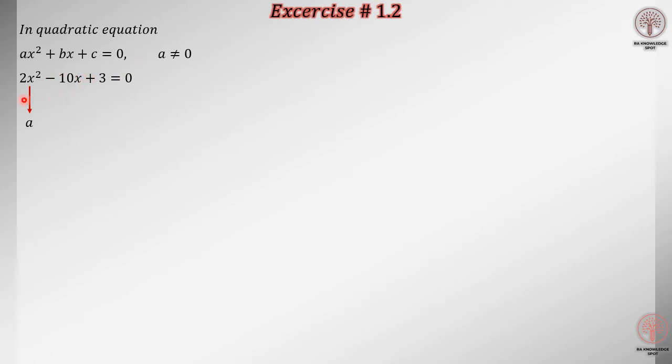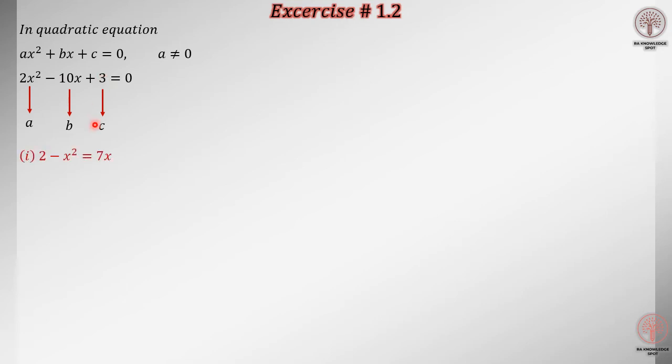Whatever number is written with x square is a. Actually, this 2 is a. Then this 10 is b. And this 3 is c. Those numbers that are written with x square are a, as you can see. Not always this 2 is a. This minus 10 is b. And this 3 is c.